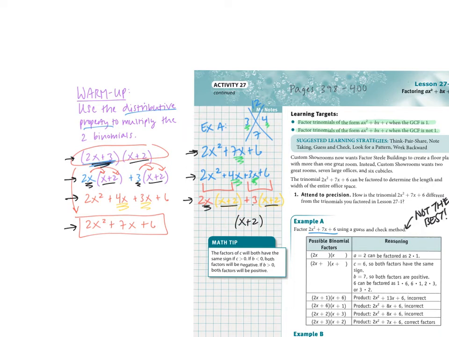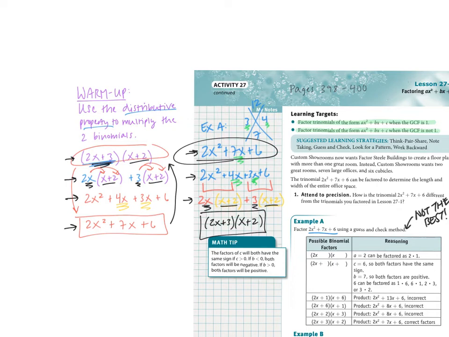So we're going to take the 2x and the 3 and we're going to put them as the other binomial. And voila, look at this. We were able to take our trinomial and work our way down, which essentially, like I said, is doing the reverse of what we did before. We were able to factor, and that's our answer.